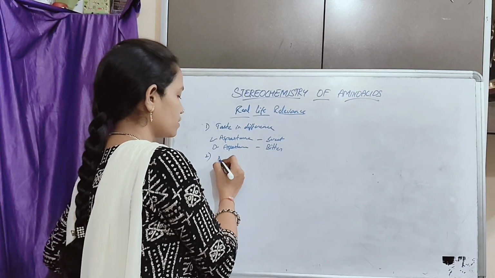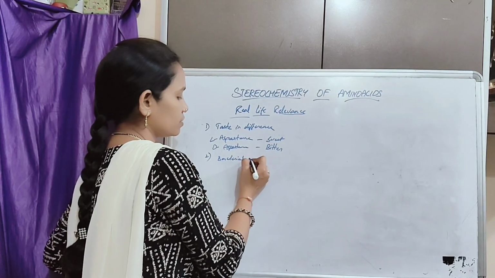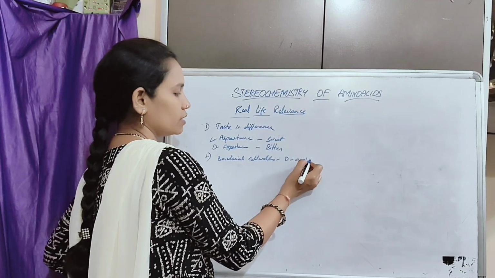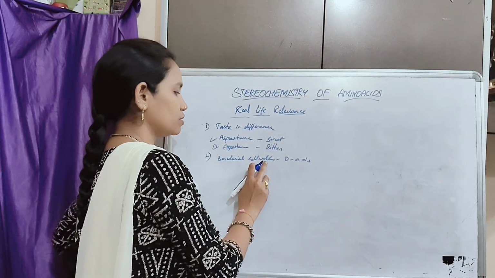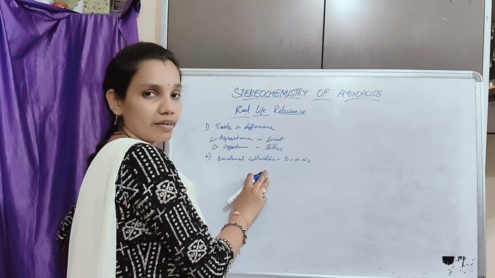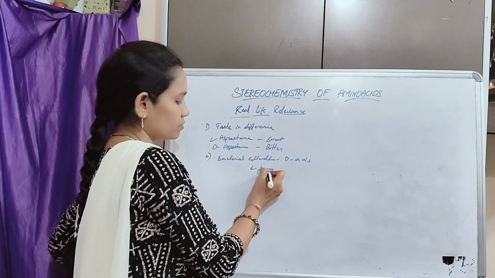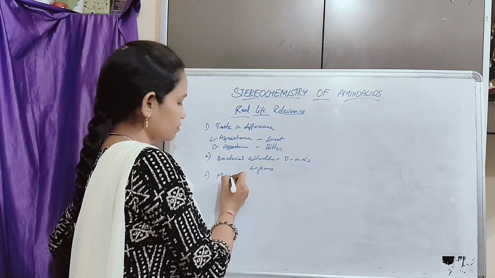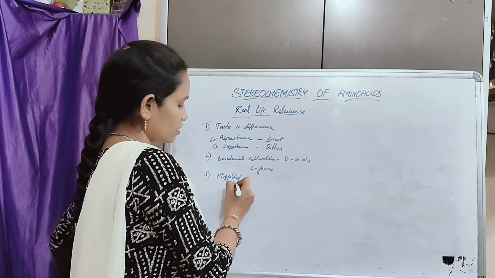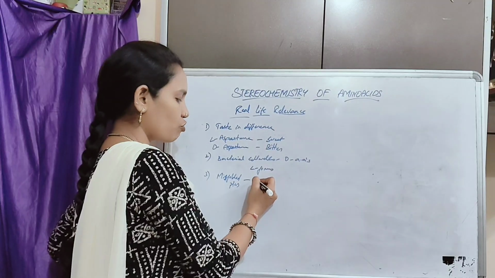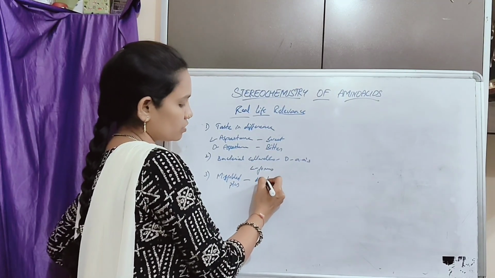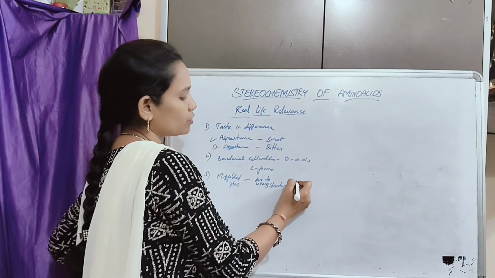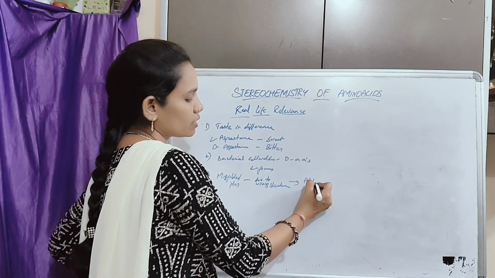Second, bacterial cell wall contains, this we have already discussed in the beginning, right? D amino acids only. Why? Because they help them to resist enzymes that target L forms. Third, misfolded proteins. Misfolded proteins are formed or produced due to wrong stereochemistry or wrong structure that may lead to the disease Alzheimer's.